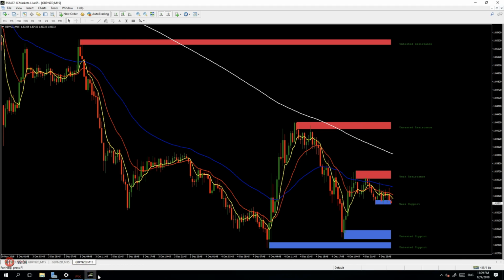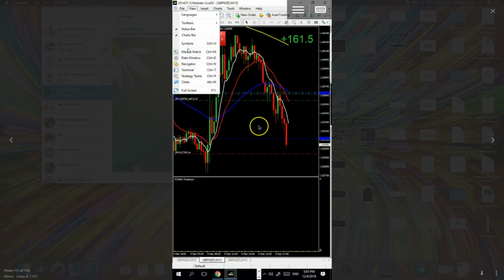Once again, I'm not bragging. Let me just show you that picture once again. I think it's amazing. There you go, 161 pips. What would that do for you and your Forex business if you did this consistently?